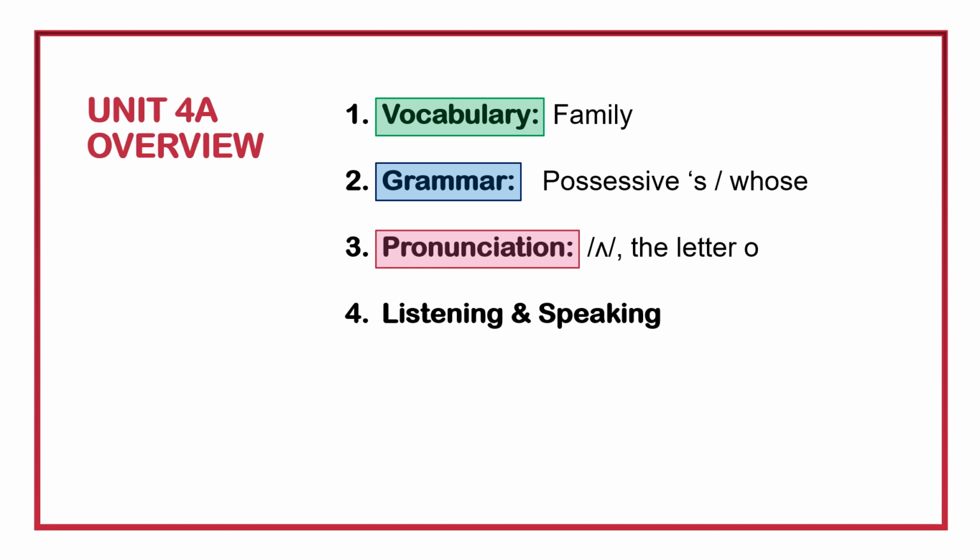Unit 4A, the family. So as always, we look at the overview of this unit. We will have a vocabulary section about family, grammar section about possessive s and whose, and we're going to clarify how we use them, where we use them. And we have a pronunciation section. We have a new sound and also the letter O and its sounds. And finally, we will have a listening and speaking section.